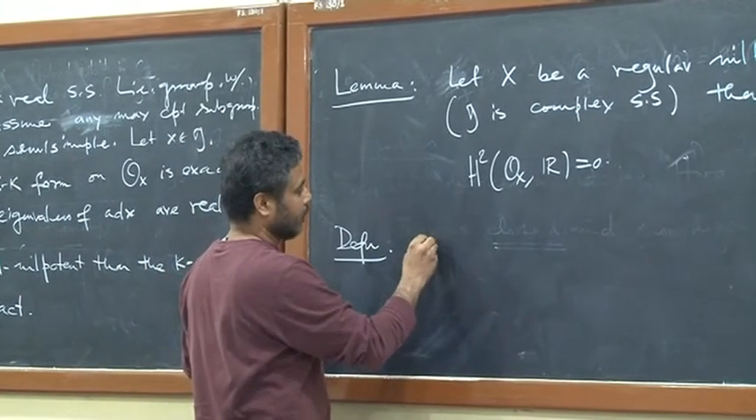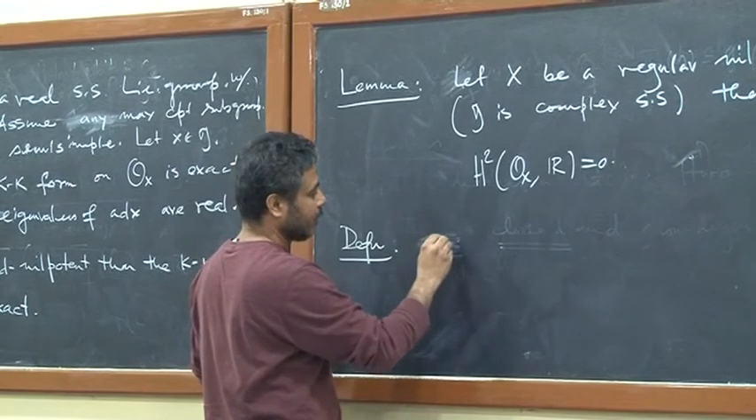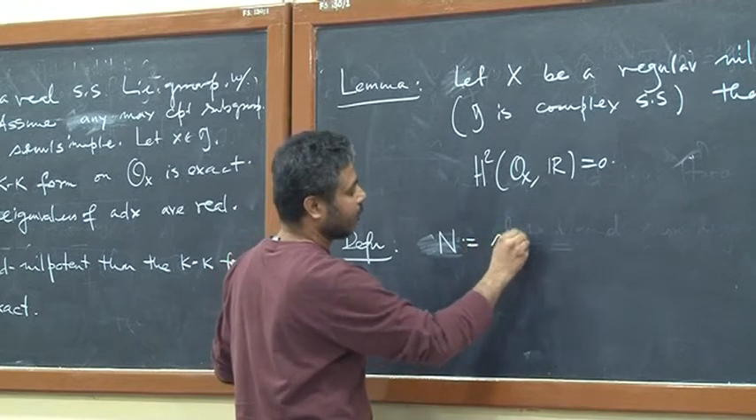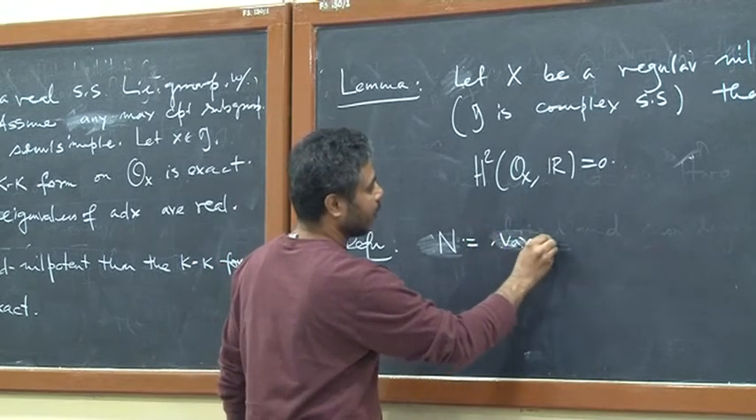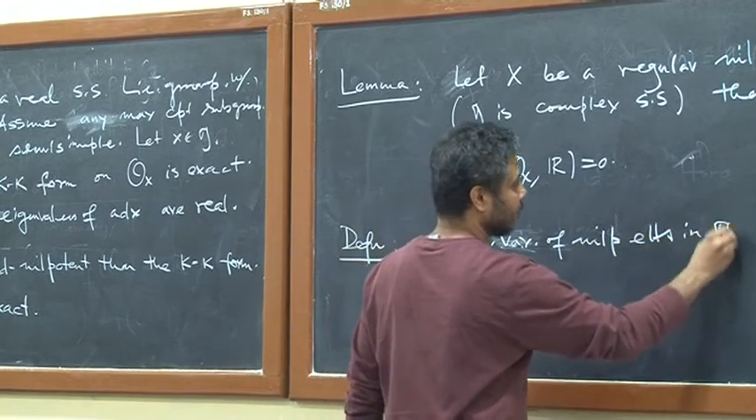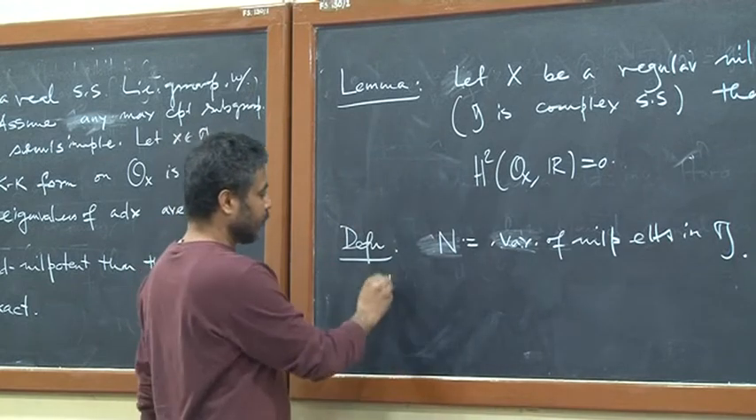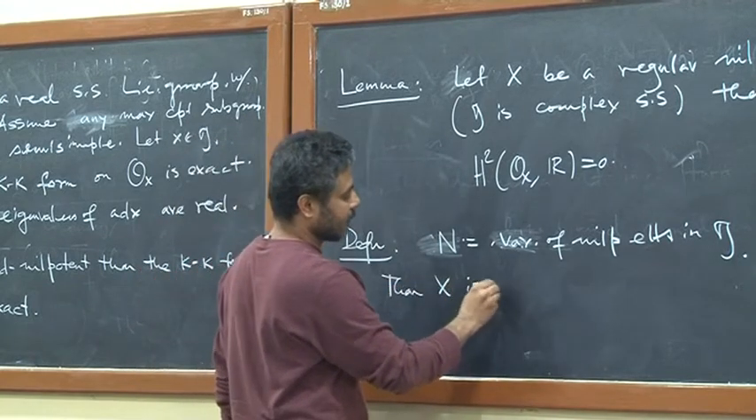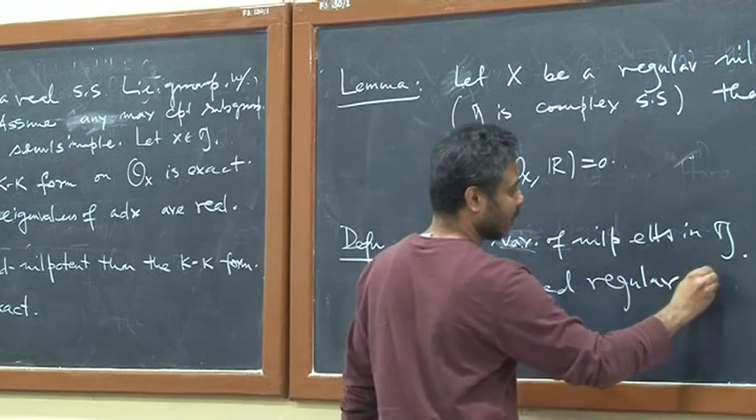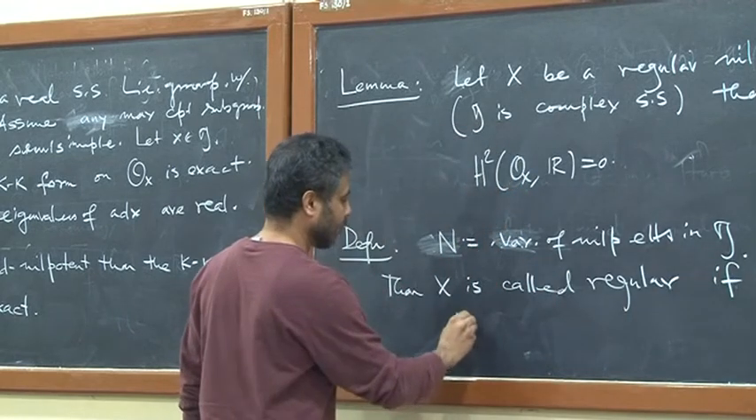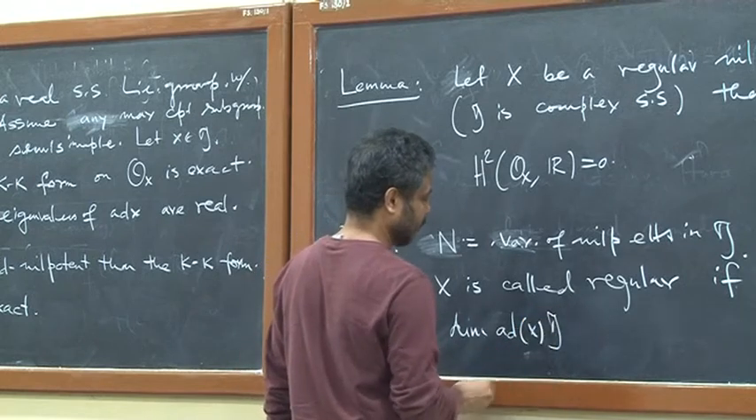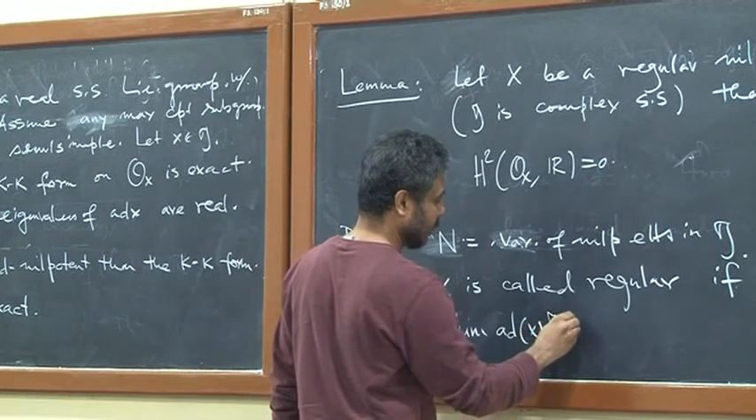So I consider N to be the variety of nilpotent elements in g. Then x is called regular if the dimension of the orbit of x under G is greatest.